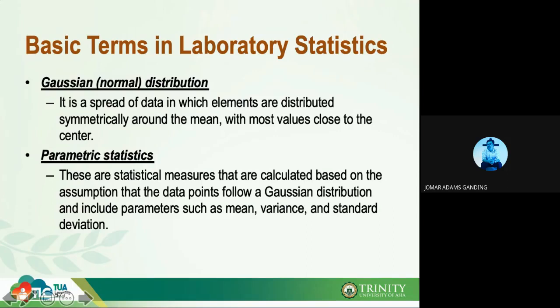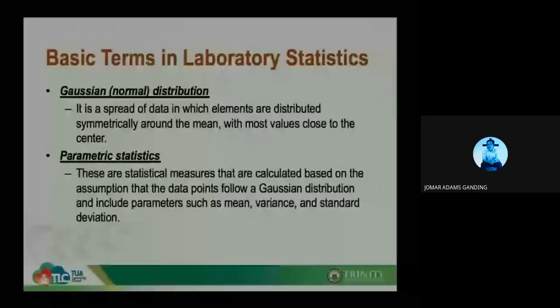the statistical treatment that we will be using there is parametric statistics. These statistical measures are calculated based on the assumption that the data points follow a distribution, and include parameters such as your mean, your variance, and your standard deviation. So again, we use parametric if the Gaussian distribution is present, if the data are normally distributed. What is the opposite of parametric?